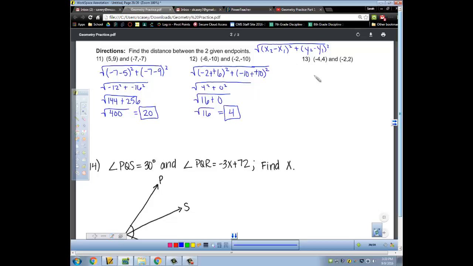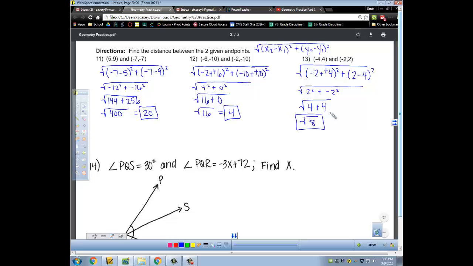Okay, number 13. Plug in your numbers. So subtract your x's, negative 2 minus negative 4 squared plus 2 minus 4 squared. So negative 2 minus negative 4 is the same thing as negative 2 plus 4, which is 2. So 2 squared plus 2 minus 4 is negative 2, so negative 2 squared. 2 squared is 4. Negative 2 squared is also 4. 4 plus 4 is 8, so it's the square root of 8.